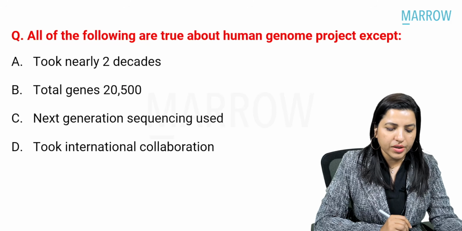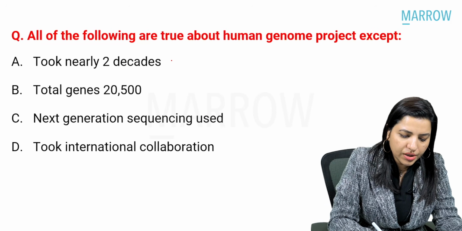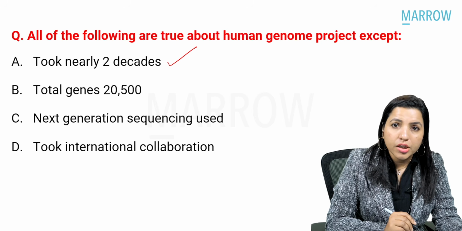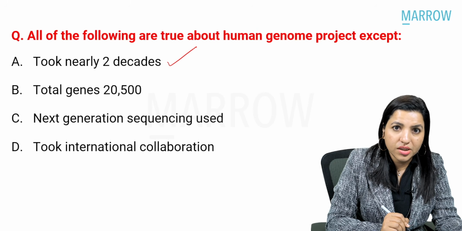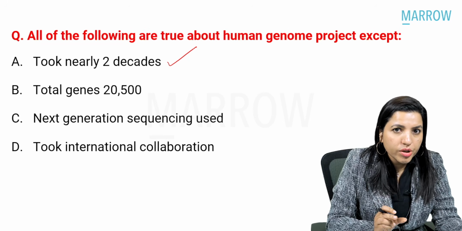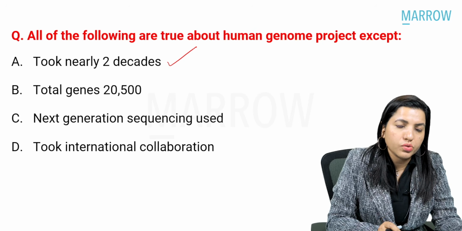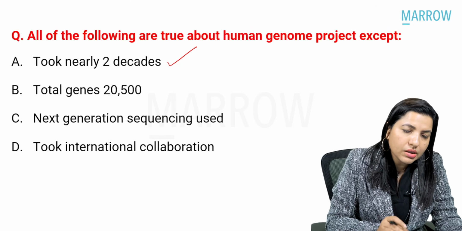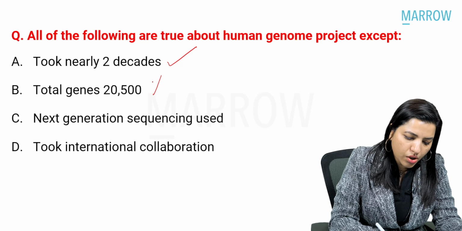So now we'll go back. Took nearly two decades is a correct option. 20,500 genes is not correct. The result of the Human Genome Project, when it was published in 2003, says 30,000 to 40,000 genes. So this is not correct.